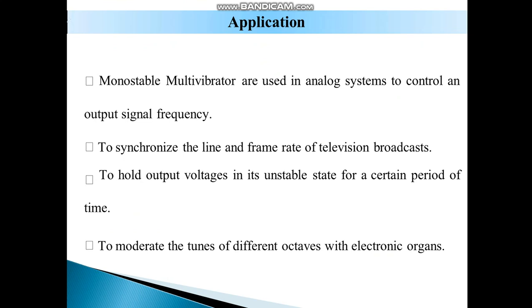Application of the monostable multivibrator. Monostable multivibrators are used in analog systems to control an output signal frequency, to synchronize the line and frame rate of the television broadcast, to hold output voltage in its unstable state for a certain period of time, and to modulate the tunes of different actuators with the electronic organs.